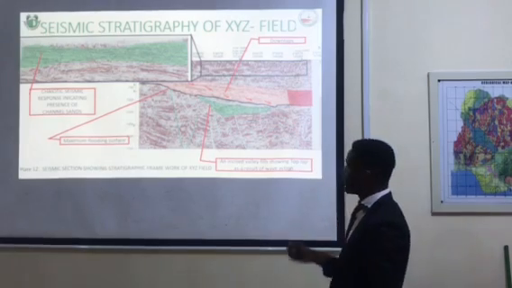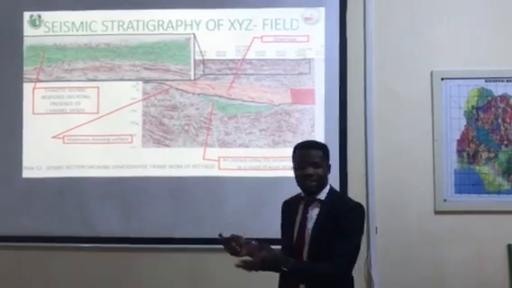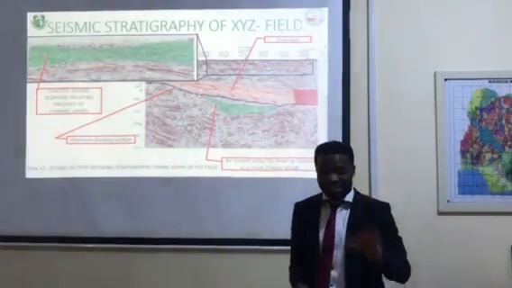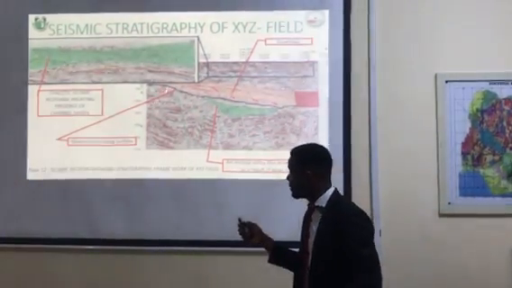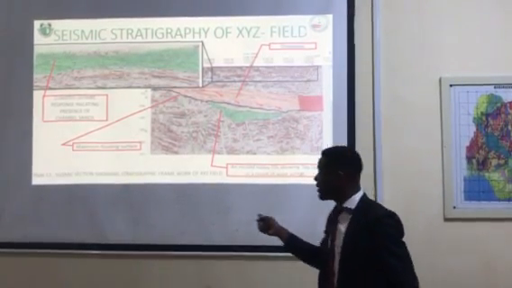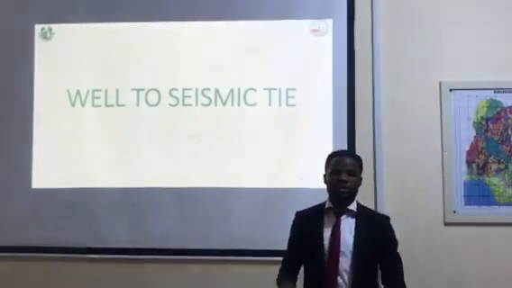Seismic stratigraphy of the SYZ field. Using the seismic section, we are able to establish that part of our seismic is chaotic, and being chaotic means that it corresponds to channel sand deposits, as seen. Once again, maximum flooding surfaces and other surfaces were delineated. Right now, we hand over to my team member, Chidema, to continue.